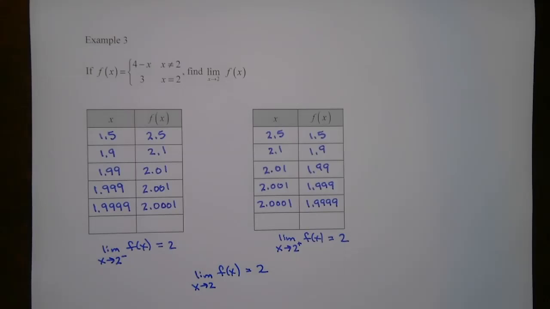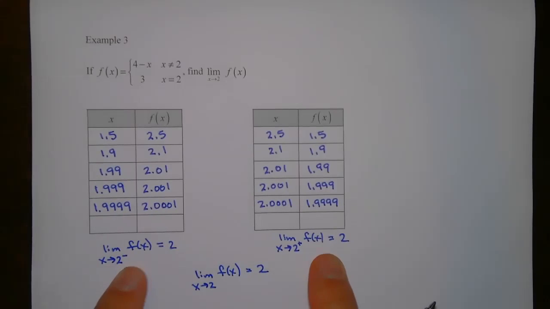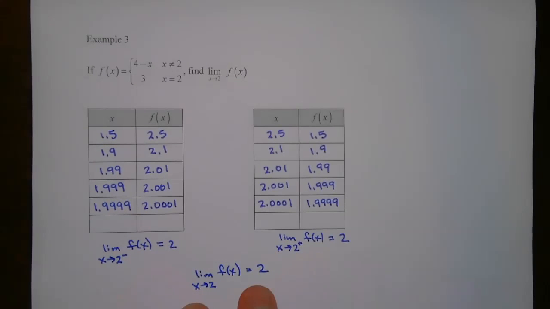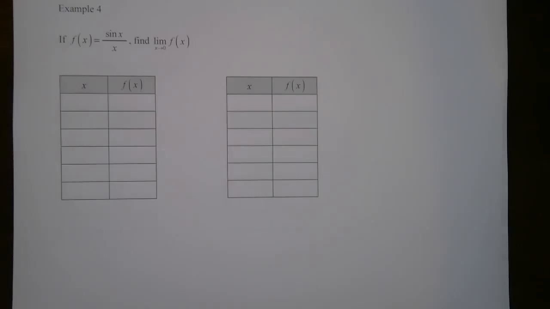Got a few more examples to do. I'm going to start getting into ones in just a little bit that are not going to agree. Okay, and so if these don't agree, then this limit doesn't exist. Okay, and that's going to be important here. All right.